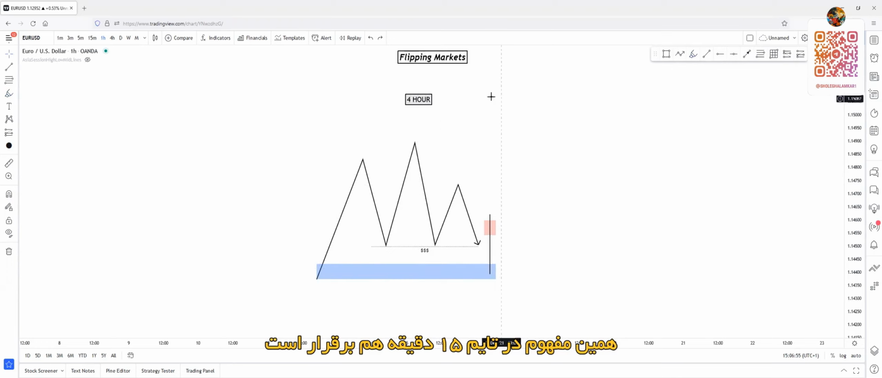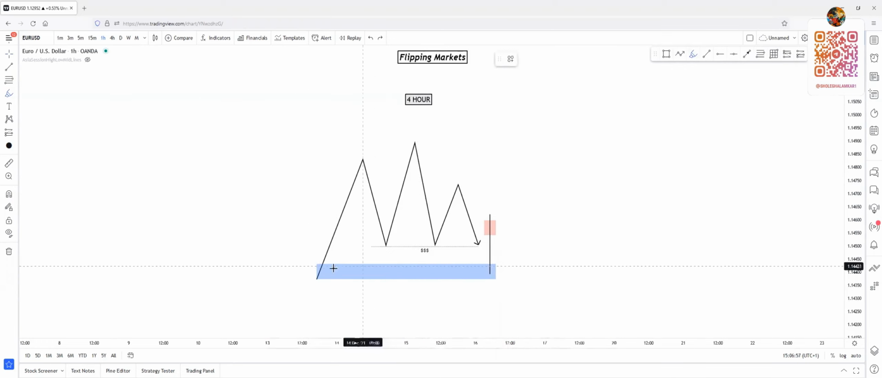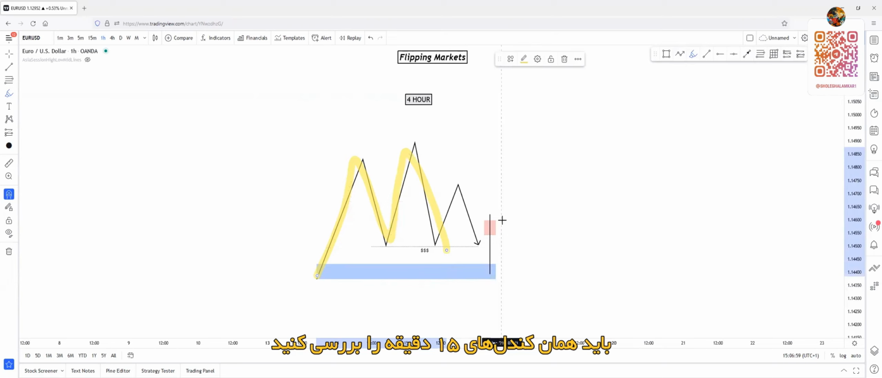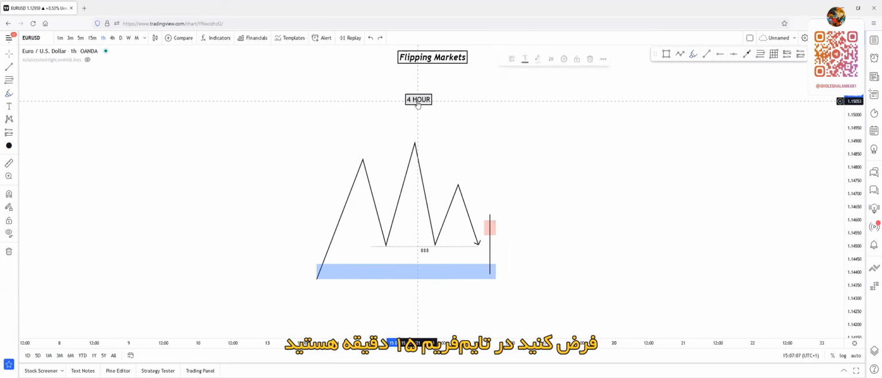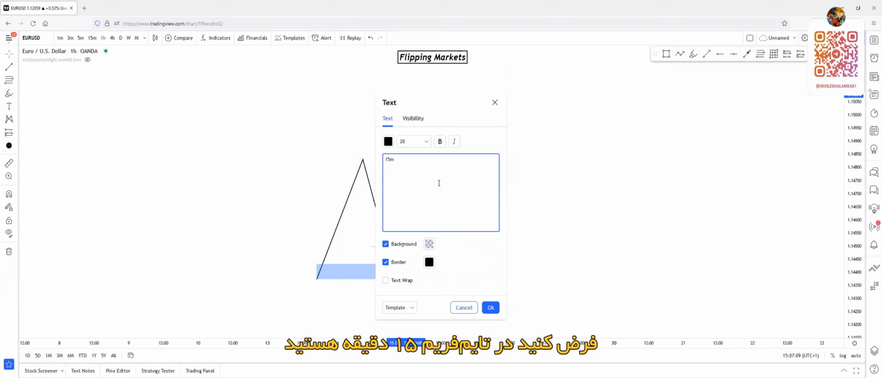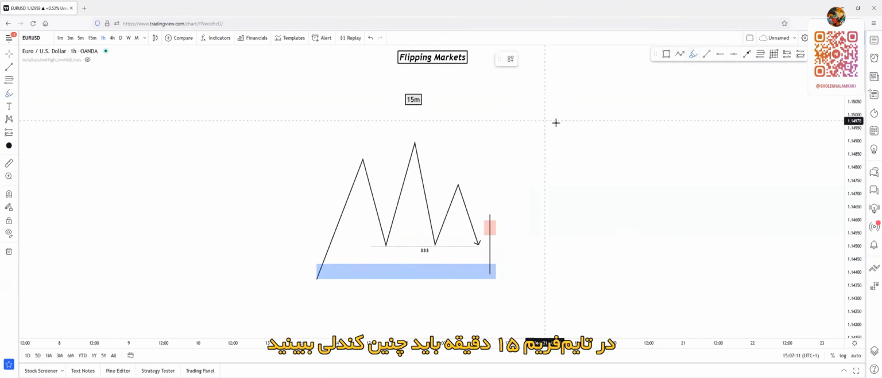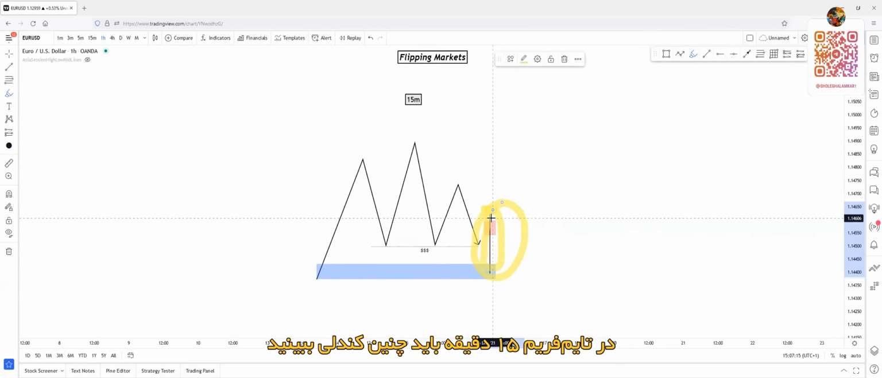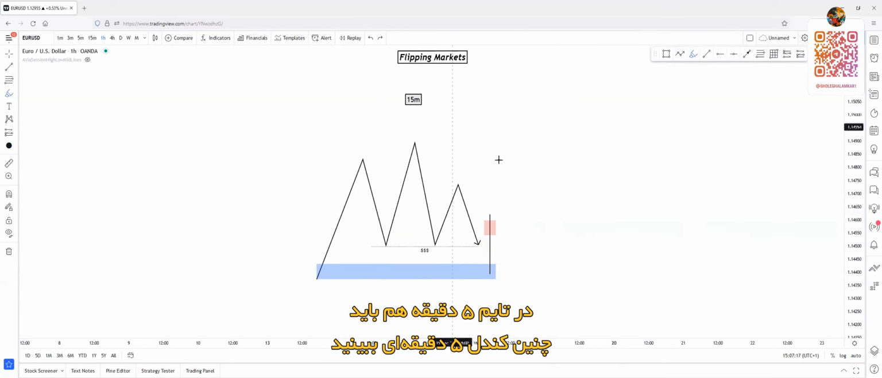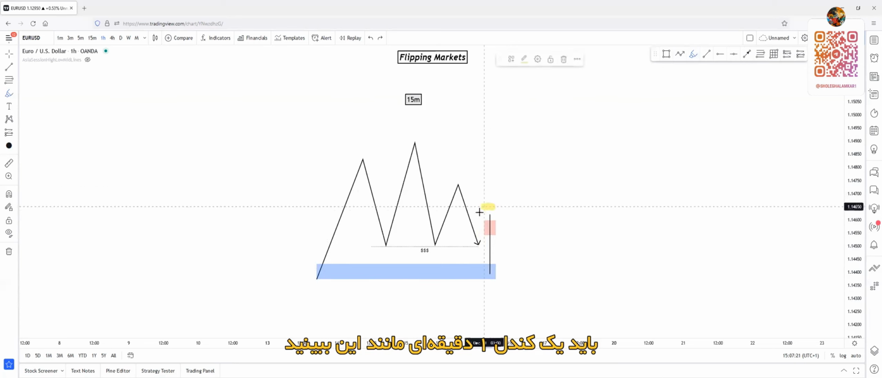But the same concept goes for the 15-minute time frame. So if this is a 15-minute structure, then you will want to see a 15-minute candle and wick do something like this. So you are on the 15-minute, I will just write it here. And on the 15-minute, you want to see a 15-minute candle do something like this. If you are on the 5-minute, you want to see a 5-minute candle do something like this. If you are on the 1-minute, you want to see a 1-minute candle do something like this.